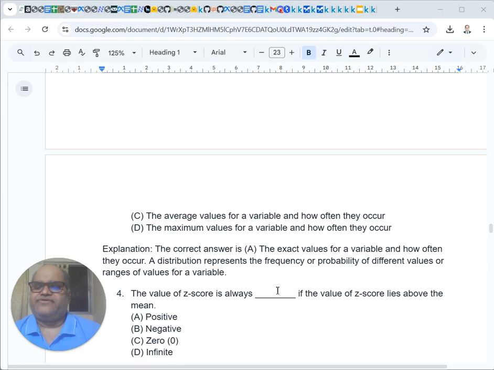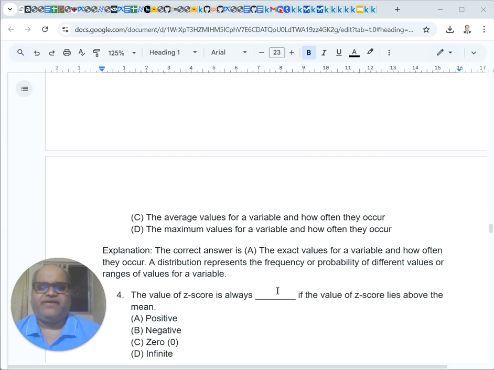We'll look at the next question, right? The value of the Z score. It is saying, if the value of the Z score lies above the mean, what will happen? Positive, negative, zero, or infinite. So for this, you have to apply your Z score computation. You might remember, for an individual data point Xi or X, you subtract the mean from it and divide it by the standard deviation, right?